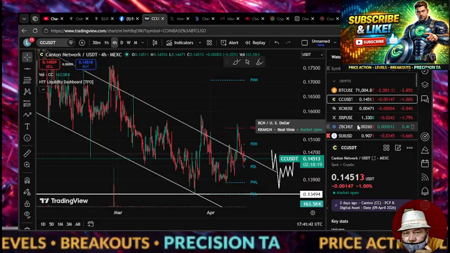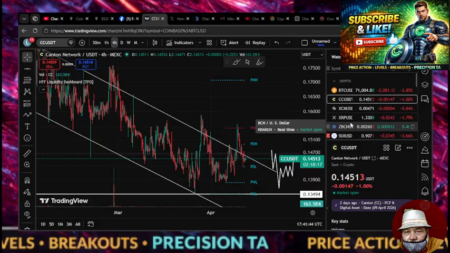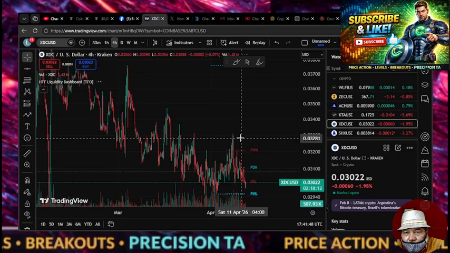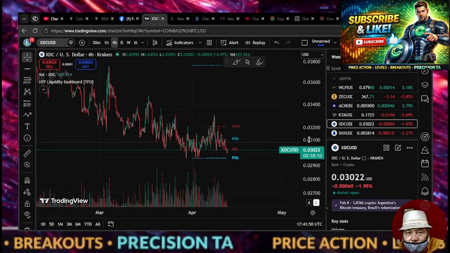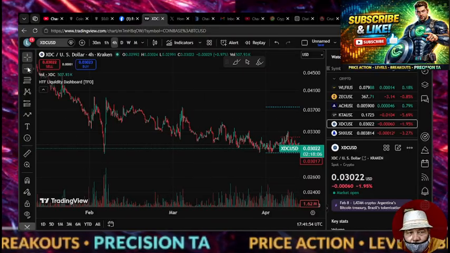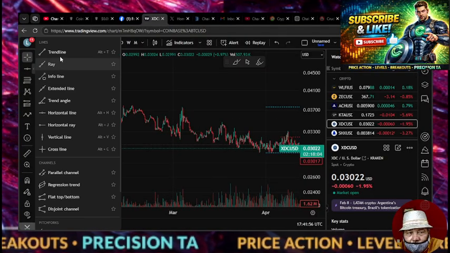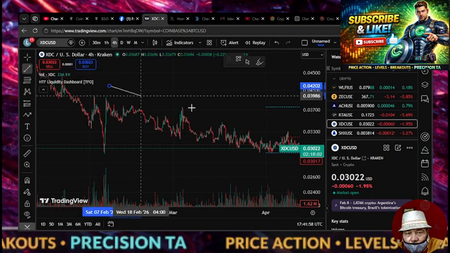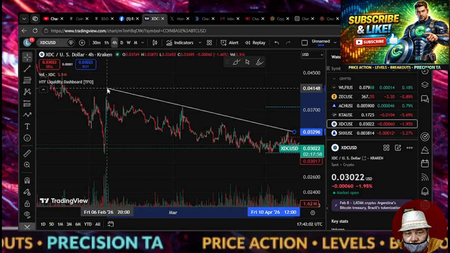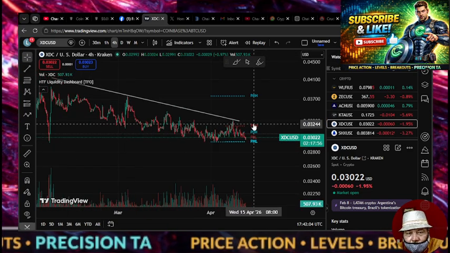But I wanted to come and cover XDC with you. It's pretty well correlated with Bitcoin. We've been in this downward channel, as you can see right here, for a while now. Let me give you somewhat of a trend line right here.